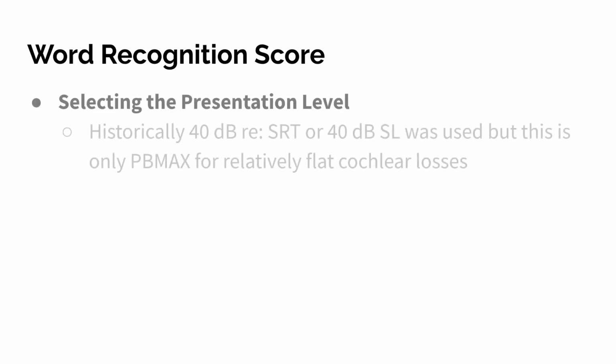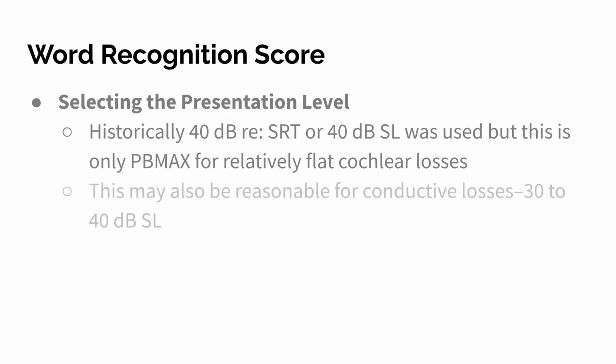So back to selecting the presentation level. Usually it's a little safer to use 40 dB above the SRT, or 40 dB SL. That's a little safer choice, but this is only used for PB max for relatively flat cochlear hearing losses. It might also be reasonable to use for conductive hearing losses and normal hearing, 30 to 40 dB SL.